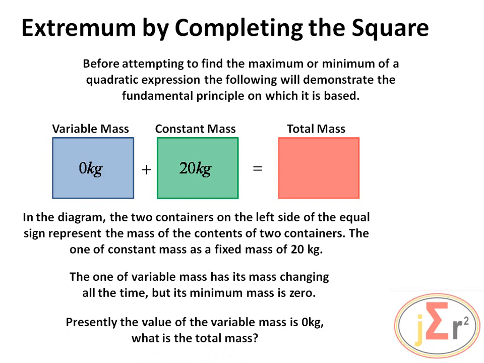Presently, the value of the variable mass is 0 kilogram. What is the total mass? Total mass, of course, is 0 plus 20, which is equal to 20 kilogram.